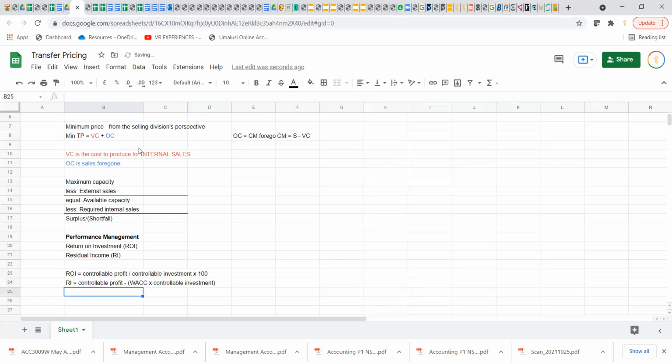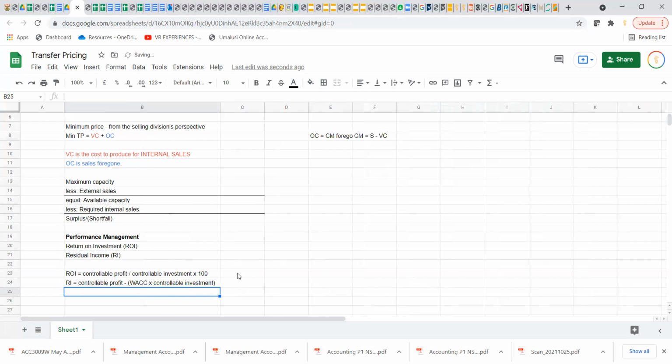Okay, so that is basically that formula. What you must know is that ROI, return on investment, results in a percentage, and RI, residual income, results in a value, like a rand value, a dollar value, or something of that nature. So ROI gives you a percentage, and RI gives you a value.